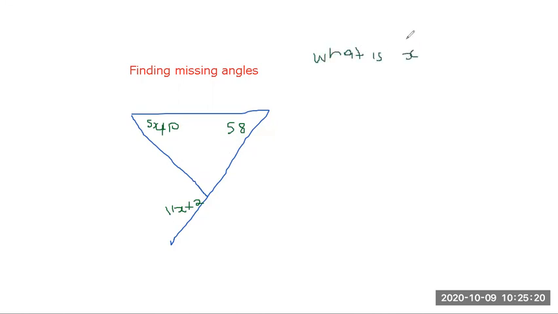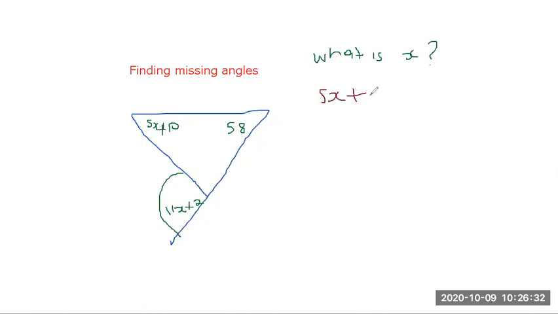So what is x? We got to figure out what x is first, because the question is asking us what is the exterior angle, and the exterior angle is right here. We got to find what the value is for the exterior angle. I'm gonna write this out. Just like how we did before with the concept, those two interior angles together should equal that exterior angle.